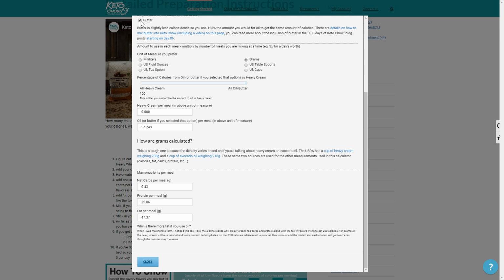You can actually use ghee, which is clarified butter. It's butter without the water or any protein in it. So it's more expensive. It's not really necessary. You can use it if you want to. I personally just use regular butter.